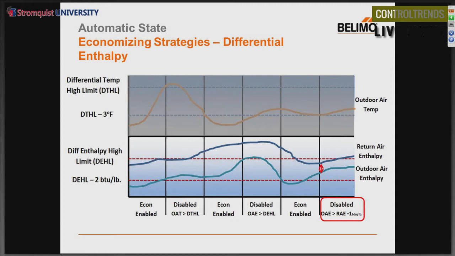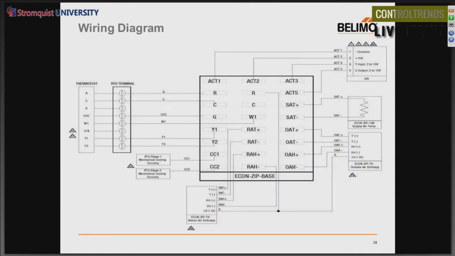So in this particular example, we're looking at many different items. We're looking at the temperature side, the humidity side, and we're really trying to make sure that we're utilizing only the best air possible to facilitate and cool the rooms and the spaces. And finally, the most complicated of our wiring diagrams, because it is for differential enthalpy.